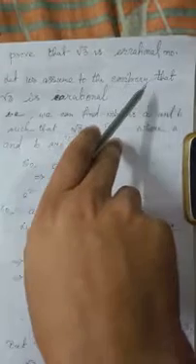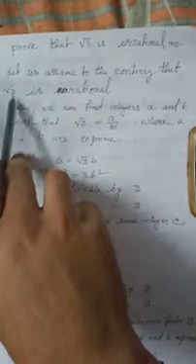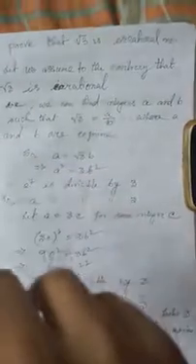Prove that root 3 is an irrational number. Let us assume to the contrary that root 3 is rational. First we let root 3 be a rational number, then we prove our assumption is wrong, so root 3 is irrational. So check how to prove. We can find integers a and b such that root 3 equals a by b, where a and b are co-prime.